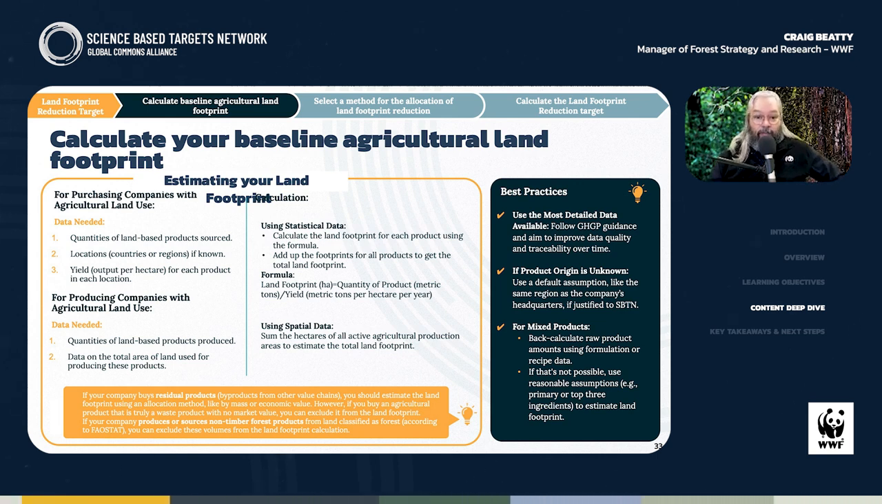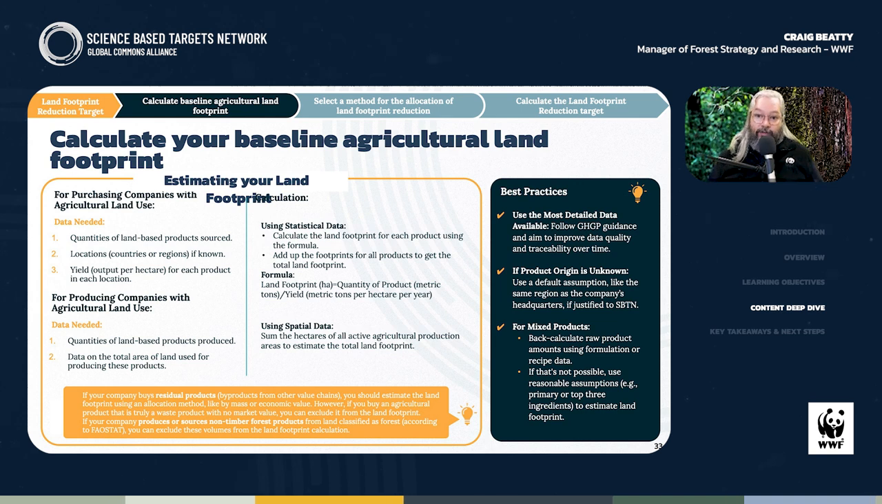When calculating the land footprint, if a company is using statistical data, it will need to calculate the land footprint for each product and add up the footprints for all products to get the total land footprint. The formula will read as land footprint in hectares is equal to quantity of product in metric tons over the yield of the product, metric tons per hectare per year. If using spatial data, companies will need to sum the hectares of all active agricultural production areas to estimate the total land footprint.